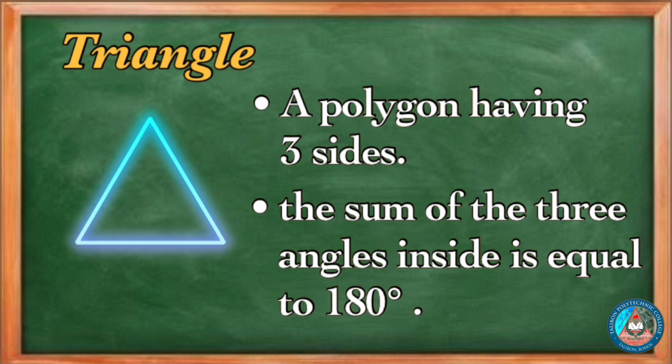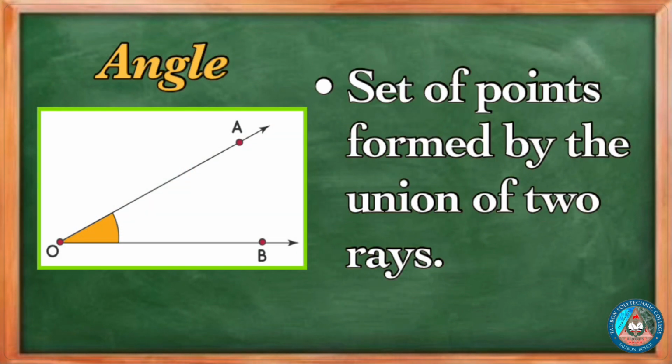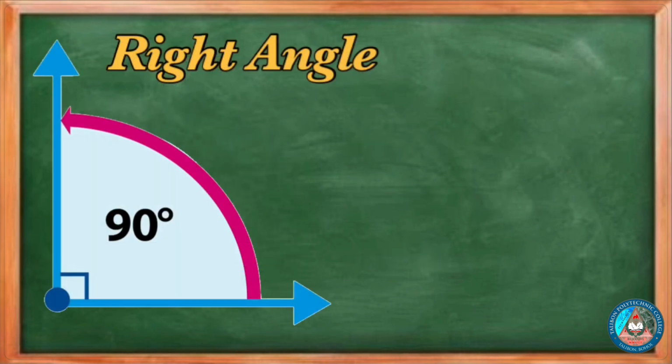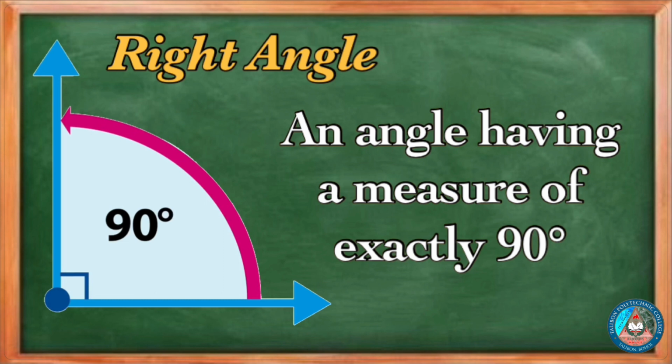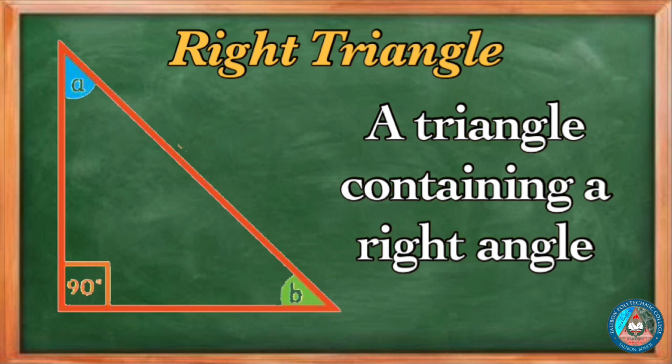Recall also from our previous lecture that an angle is a set of points formed by the union of two rays. For example, in the figure, we have angle AOB, which is formed by ray OA and ray OB, in which O is the common endpoint or the vertex. One type of angle based on magnitude is a right angle, and a right angle is an angle whose measure is 90 degrees. So based on the definitions of a triangle and an angle, a right triangle is a triangle containing a 90 degree angle.